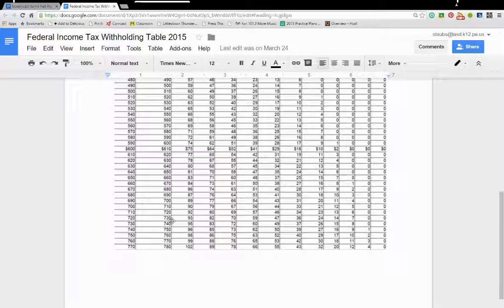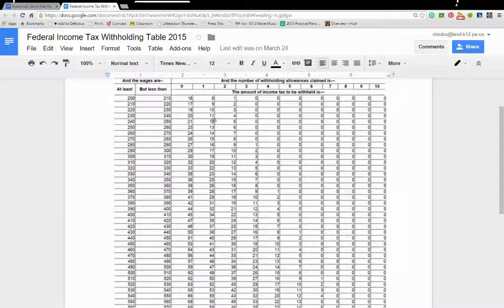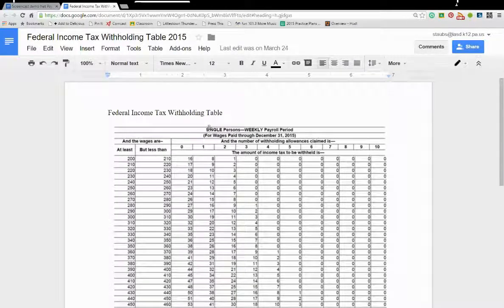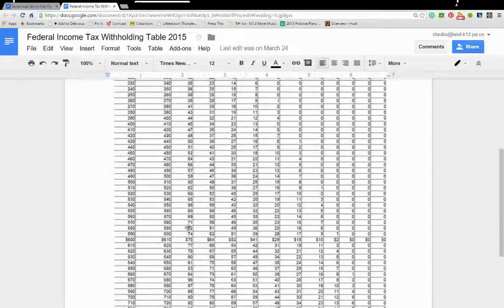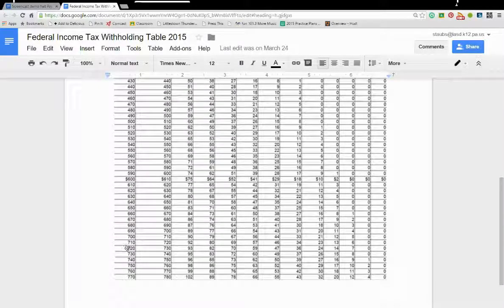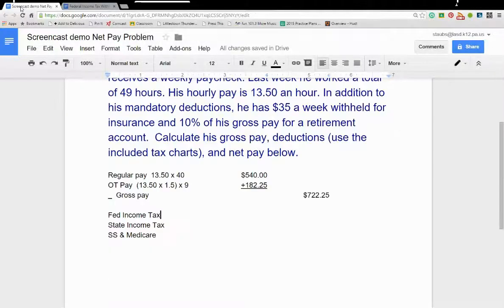Now this guy has 0 allowances and he's single. So we're using the single chart and 0 allowance. So we'll go in this first column. So again, down here 720 and 730. So that means he has $93 taken out of his paycheck for federal income taxes. So we go back here, tab over, and we know we're subtracting out $93.